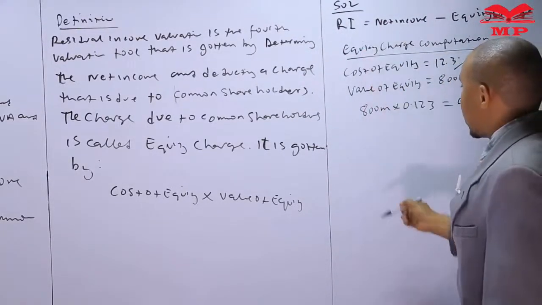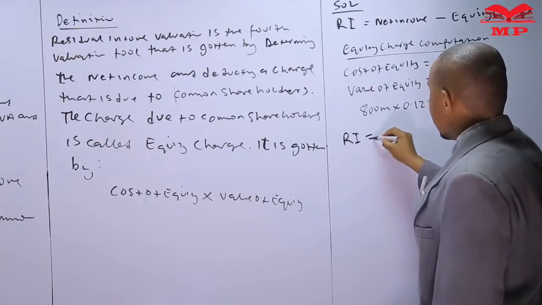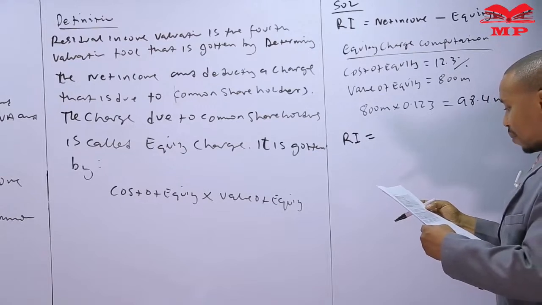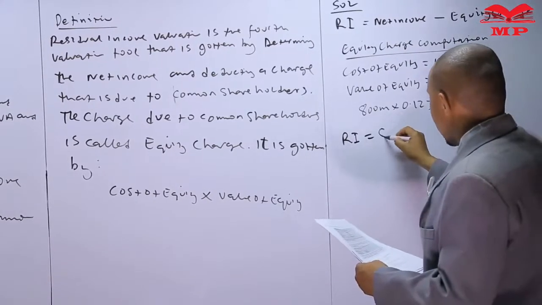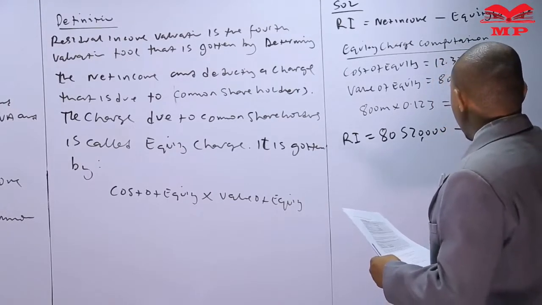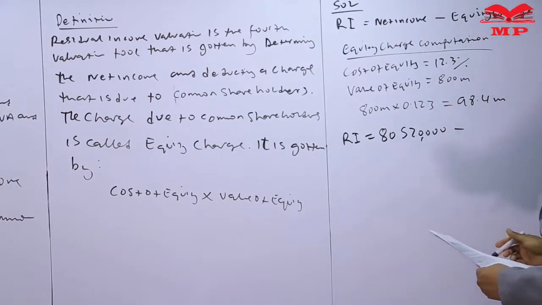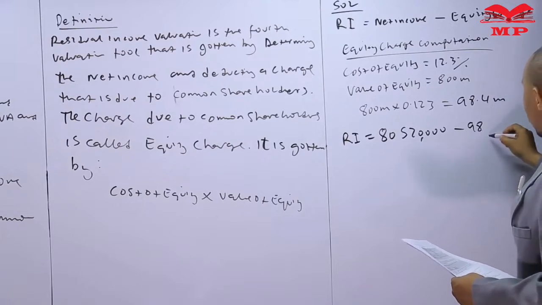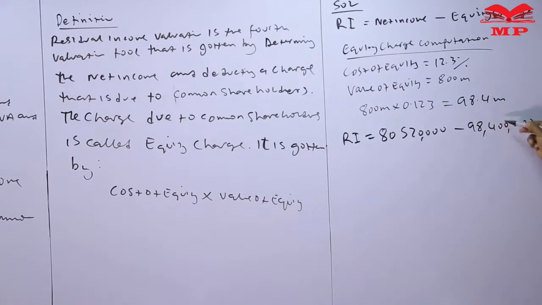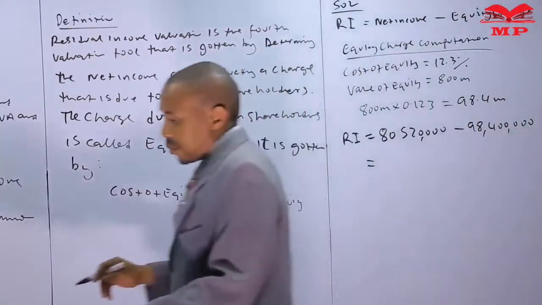Coming back to this formula, RI is given as net income. The net income given to us is 80,520,000, less 98,400,000. That's what you're saying. How much do we get?